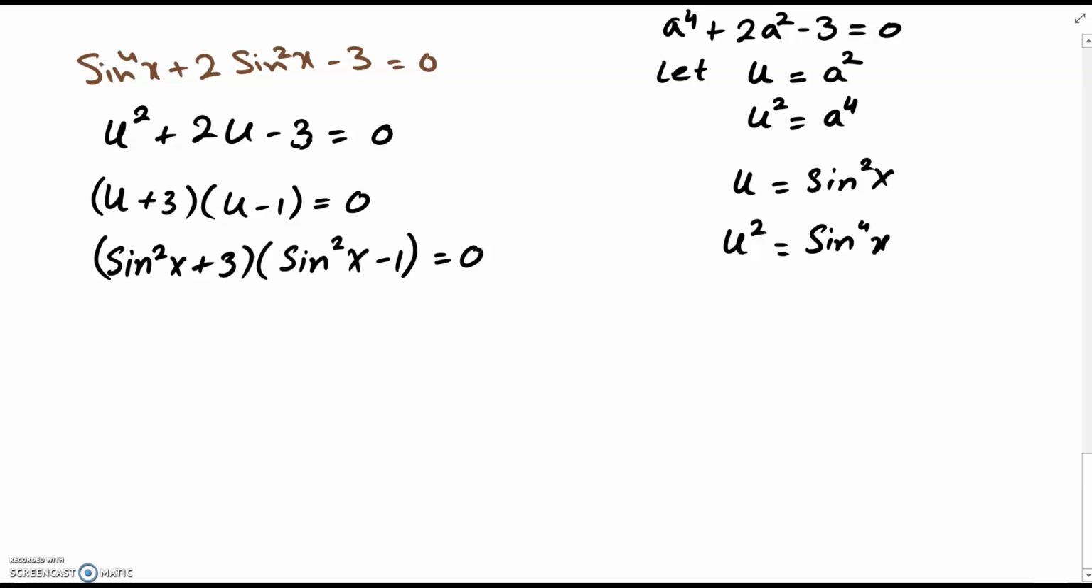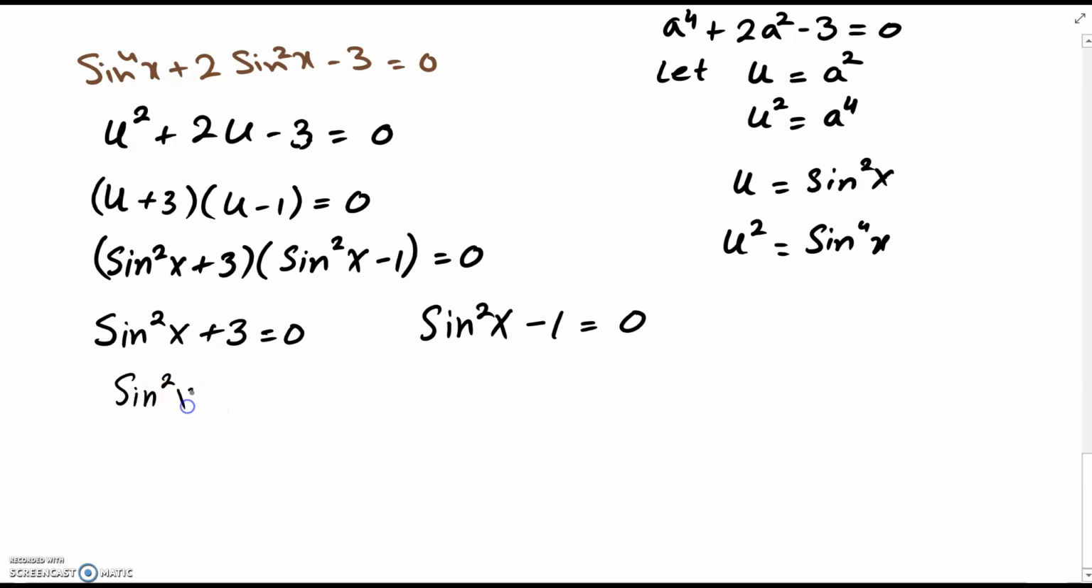Here we will use the zero product property. We will write sine squared x plus 3 equals 0, and sine squared x minus 1 equals 0. Clear? Now you will find the sine squared values. I will write sine squared x equals negative 3. Here you are going to write sine squared x equals 1.